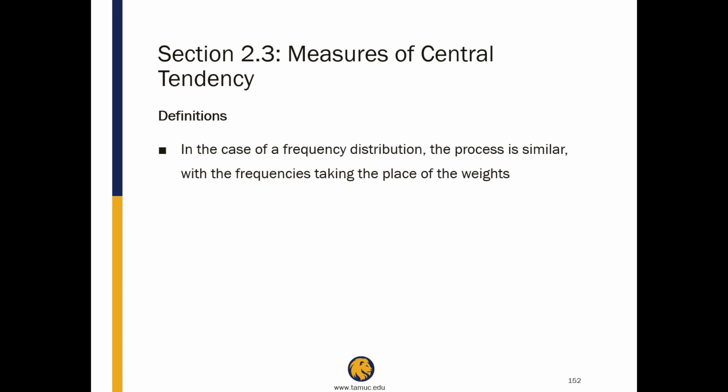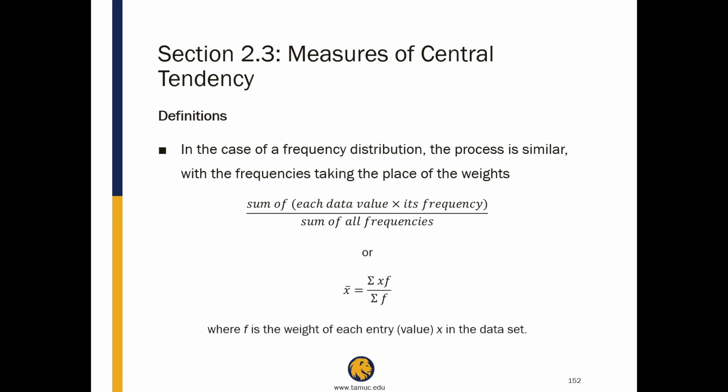In the case of a frequency distribution, the process is similar, but we'll just be dealing with the frequencies instead of weights. So in a frequency distribution, we take the sum of each data value times its frequency divided by the sum of all the frequencies. Symbolically, you'd write that as x bar equals sigma x times f divided by sigma f, where f is the weight of each entry value x in the data set.